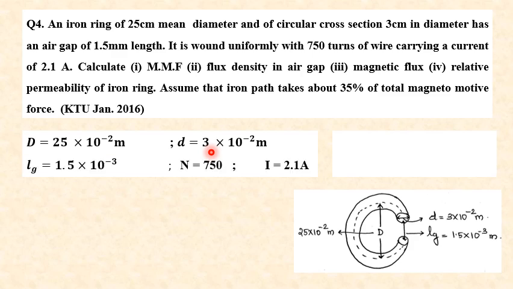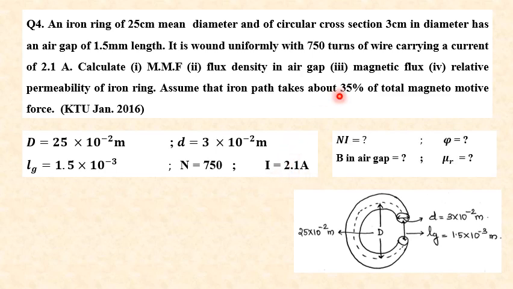Then length of the air gap, that is Lg, equal to 1.5 into 10 raised to minus 3 meter. The number of turns in the coil, that is Na, equal to 750. Then current through the coil, that is I, equal to 2.1 ampere.